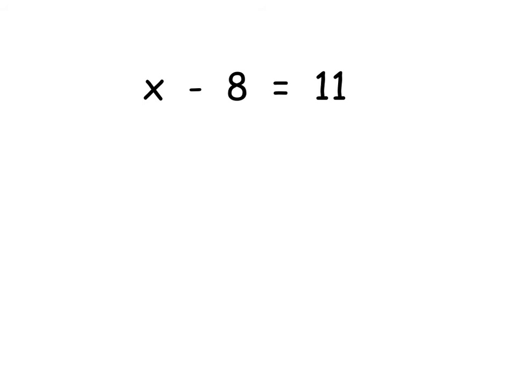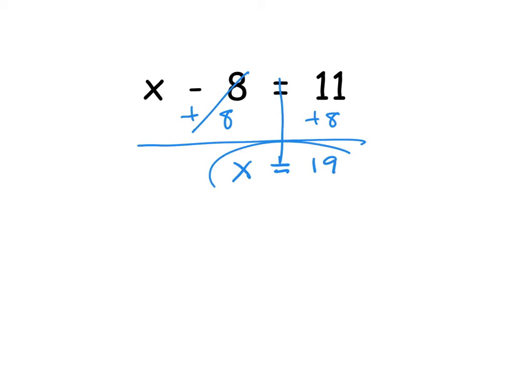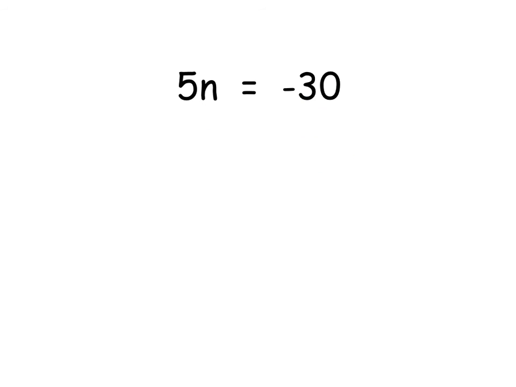What solving step do we need to take in order to isolate X? The opposite of subtracting 8 would be to add 8. So what is the solution for this equation? The solution is X equals 19. Continue on to the third equation.